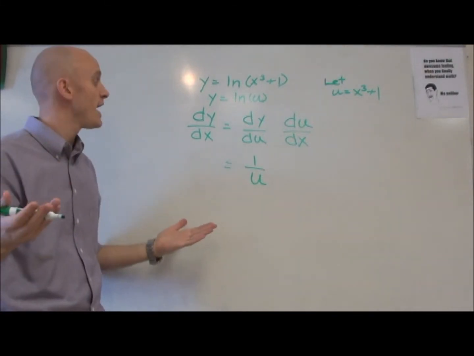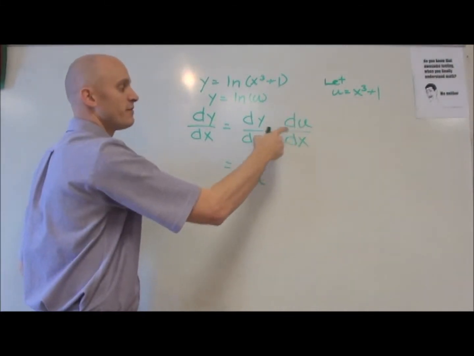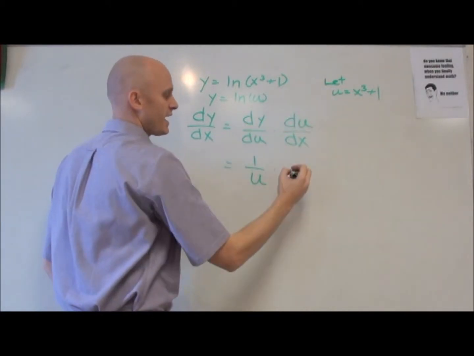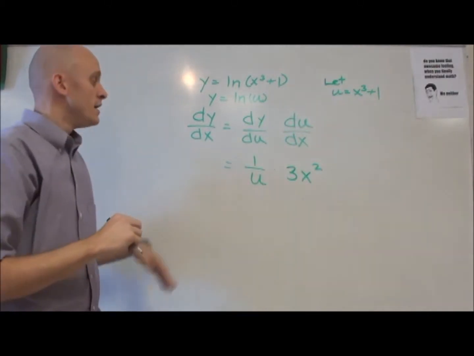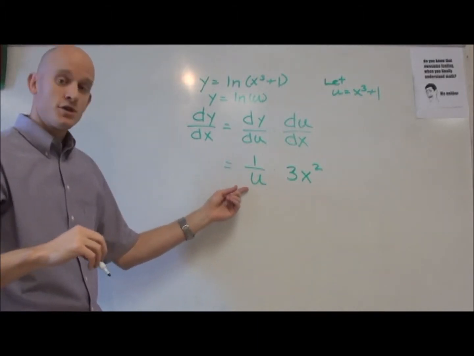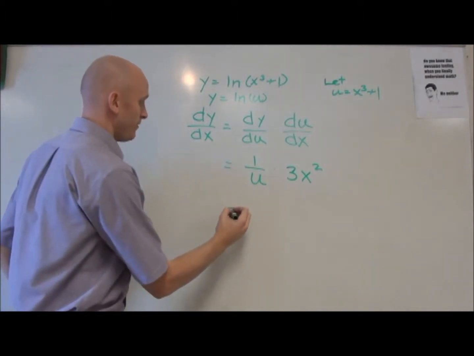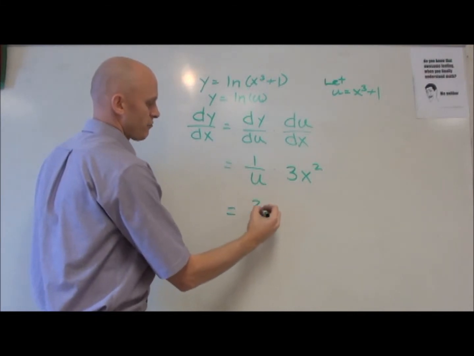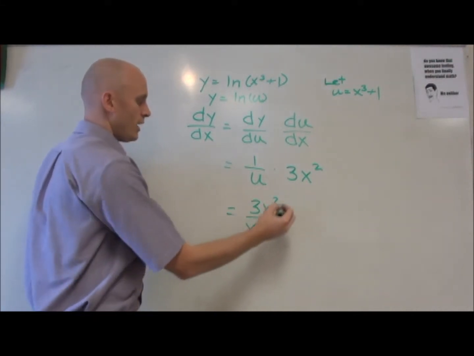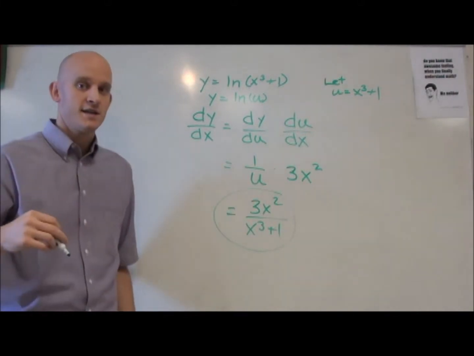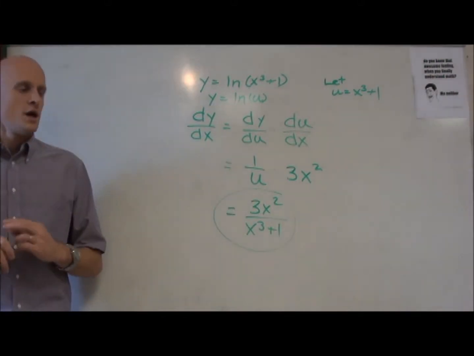That's the definition that we have. Multiplied by the derivative of u with respect to x, which would be 3x squared. Simplifying there, we can substitute back in our u and simplify. So this is 3x squared over x cubed plus 1. And that is our derivative.